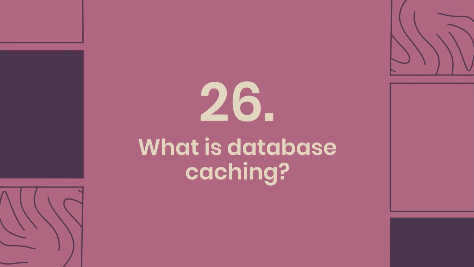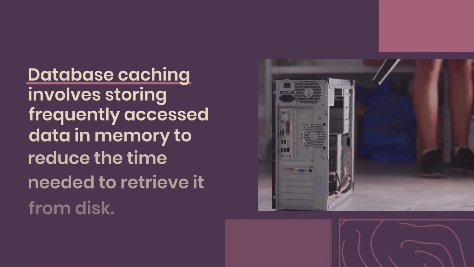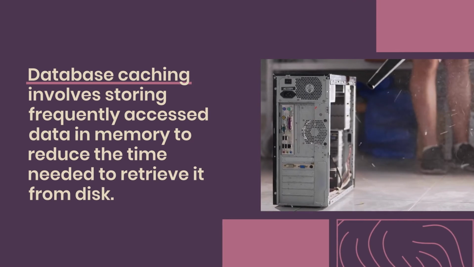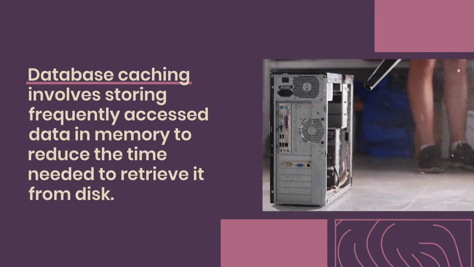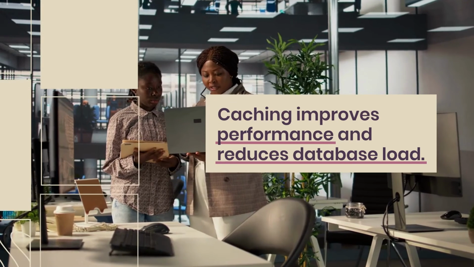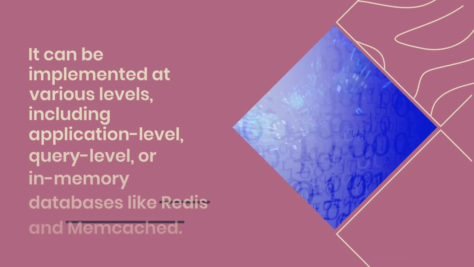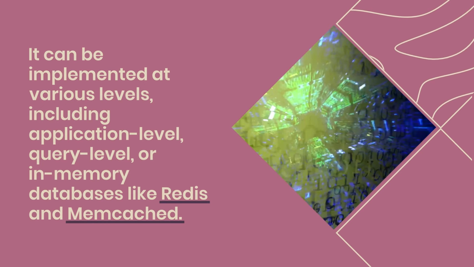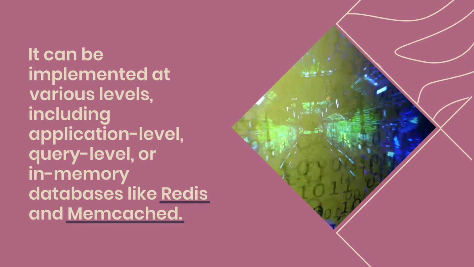26. What is database caching? Database caching involves storing frequently accessed data in memory to reduce the time needed to retrieve it from disk. Caching improves performance and reduces database load. It can be implemented at various levels, including application level, query level, or in-memory databases like Redis and Memcached.